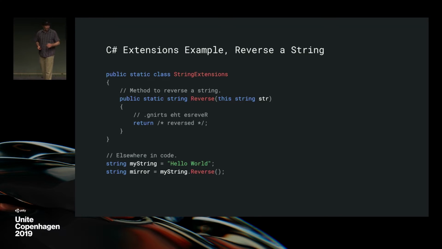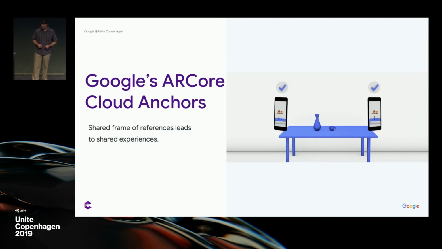Once you've got that in place, define your string, and then just like any other method that's already on that class, call it with the traditional syntax, mystring.reverse. It'll call your function, and it will return the result. This is how we're doing it for AR Foundation. Now, back to Cloud Anchors.